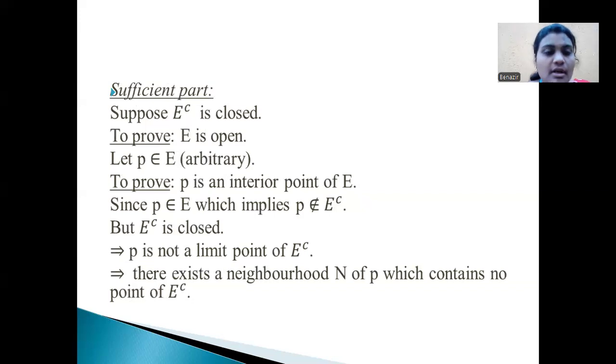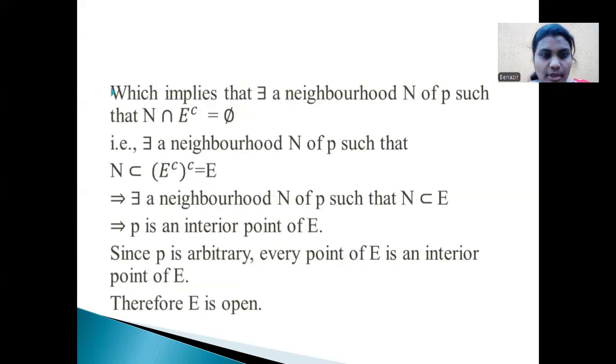Now, in the converse part, we assume E complement is closed, and we are going to prove E is open. Let P belong to E, arbitrarily chosen. Now to prove P is an interior point of E: since P belongs to E, P does not belong to E complement. But E complement is closed, so P is not a limit point of E complement. Therefore, there exists a neighborhood N of P which contains no point of E complement. So there exists a neighborhood N of P such that N intersection E complement is empty. That is, N is a subset of E complement.